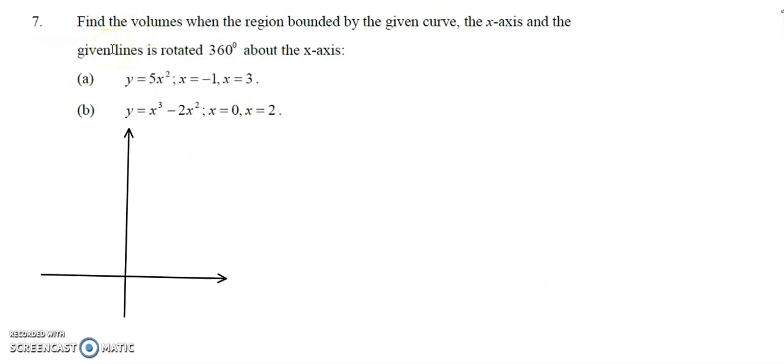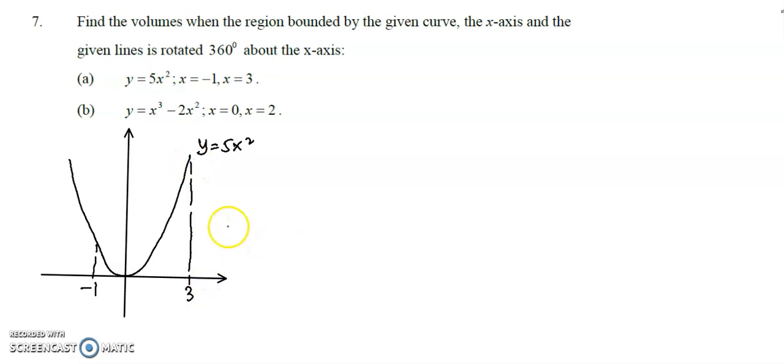Now we proceed to the next example. Find the volume when the region bounded by the given curve, the x-axis, and the given lines is rotated 360 degrees about the x-axis. So now we have the graph y equals 5x squared. Let's sketch your graph first. This is y equals 5x squared. And you also need to sketch x equals negative 1 and x equals 3.